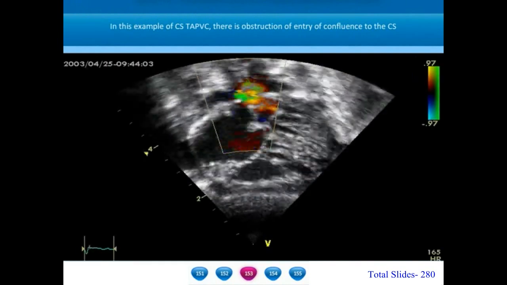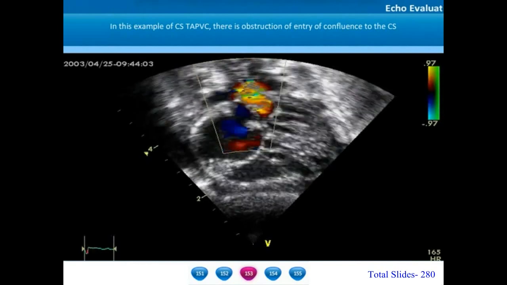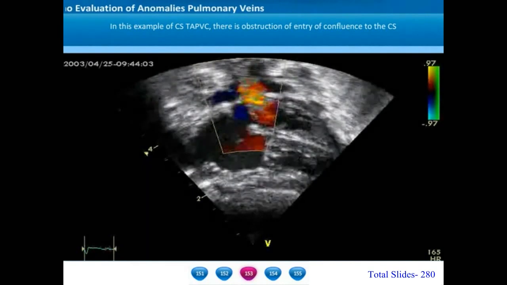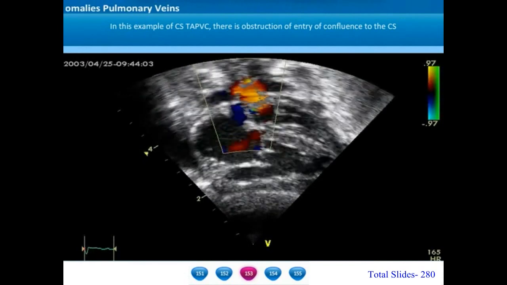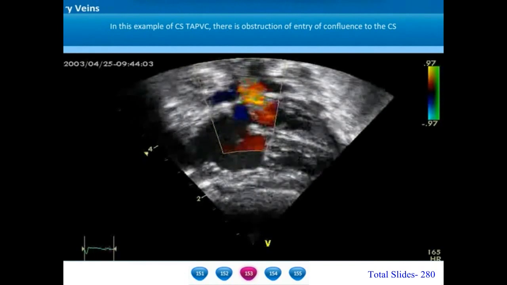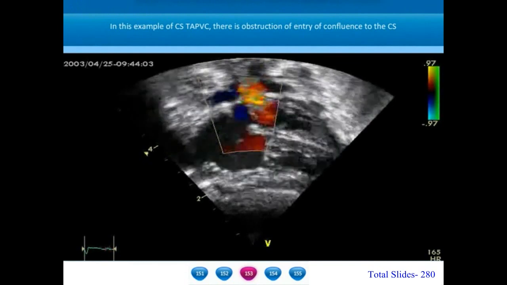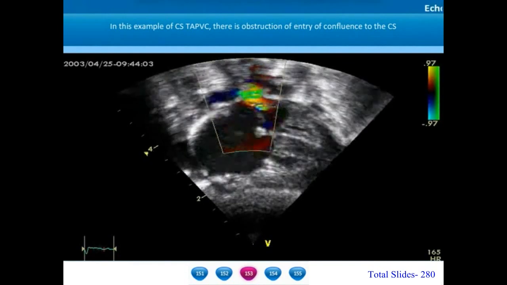After seeing two examples of coronary sinus TAPVC, the first one was unobstructed, the second one was also unobstructed but was associated with a small left atrium that caused pulmonary hypertension. We move on to a third example of coronary sinus TAPVC where there is a significant obstruction from the confluence to the coronary sinus.